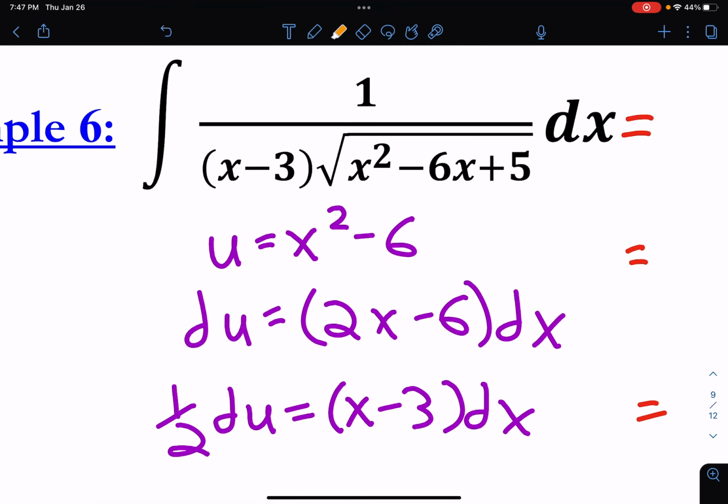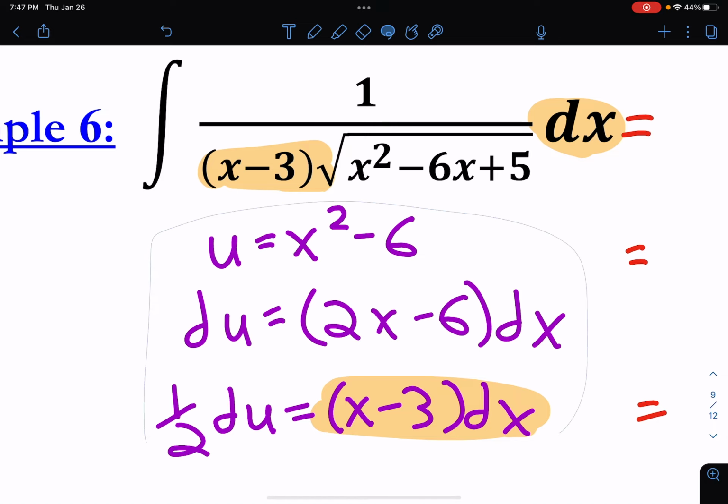And so that matches up, doesn't it? I have x minus 3 dx. I have x minus 3 dx, right? Not quite. Because this x minus 3 is in the denominator. So technically, in the integral, this is dx divided by x minus 3. I need x minus 3 times dx. So u substitution does not work here, okay?